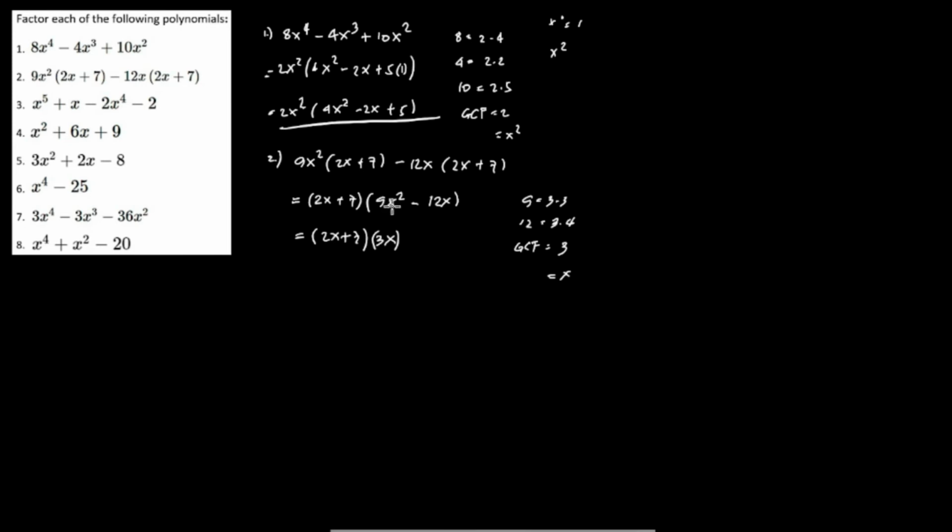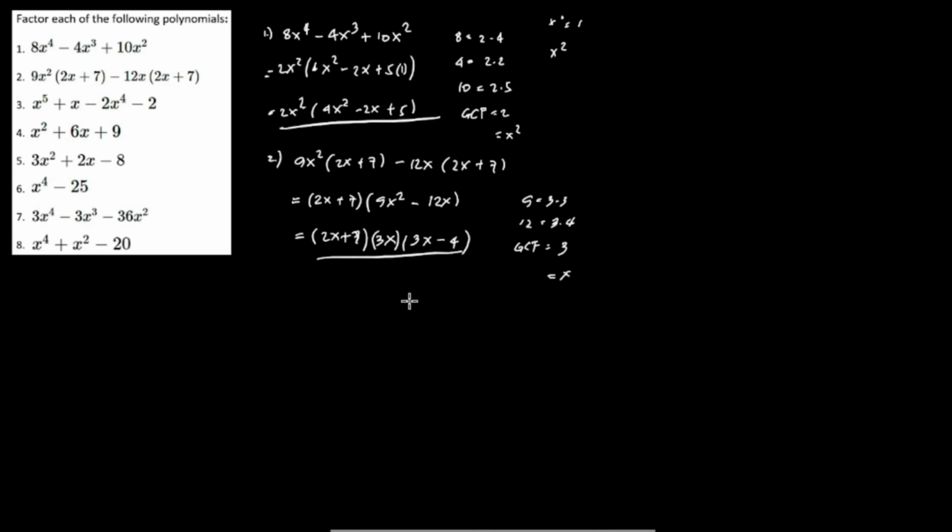And then 9x squared over 3x. 9 over 3 is 3. And 3x squared over x, 2 minus 1, or x. Copy the sign, negative, 12 over 3, that's 4, x over x, 1 minus 1 is 0, so x exponent 0 is 1, so therefore, the value is 4. And the value is 2x plus 7 times 3x times 3x minus 4.